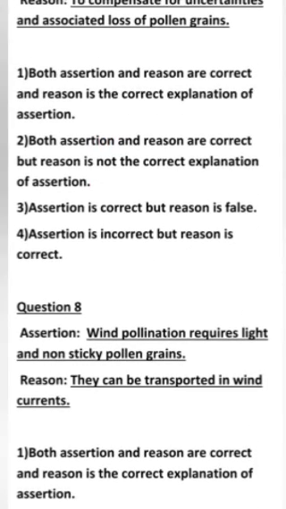Question number 8. Assertion: wind pollination requires light and non-sticky pollen grains. Reason: they can be transported in wind currents. So the answer is both assertion and reason are correct, and reason is the correct explanation of assertion, because they have to be transported by wind, so they need to be light and non-sticky so that they can easily go with the wind currents. So the answer is first.